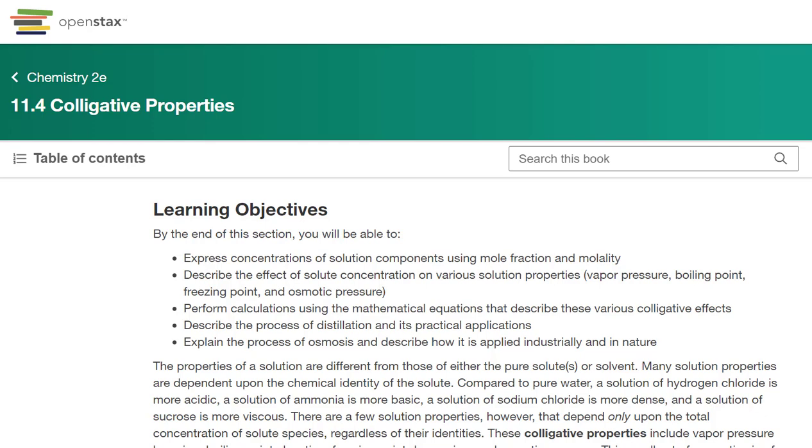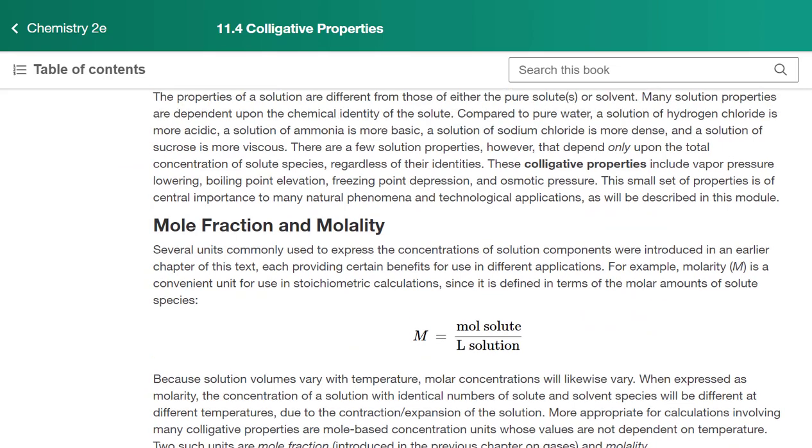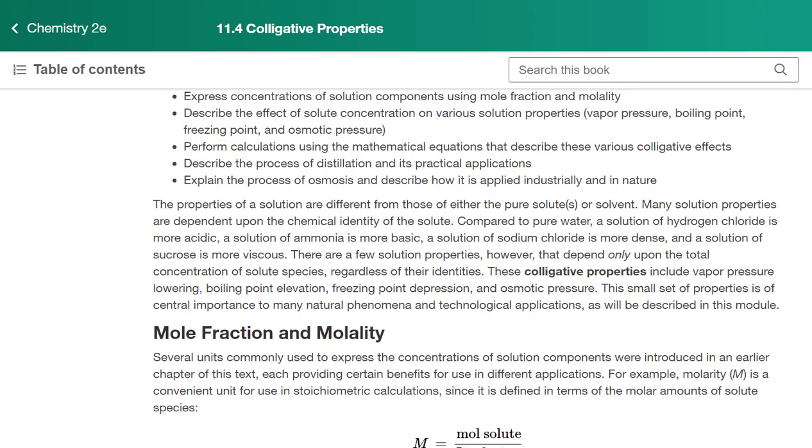So let's talk about what we mean. Actually, before we move on, this is not going to be the last video here. You'll notice I left out osmotic pressure. We'll be discussing that in a later video. So let's talk about colligative properties a little bit.